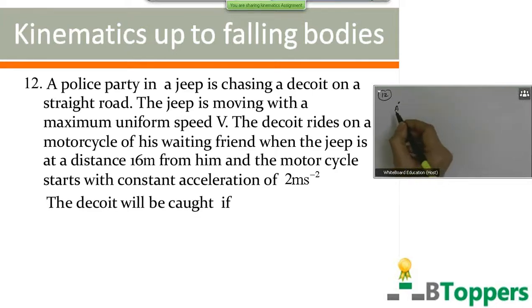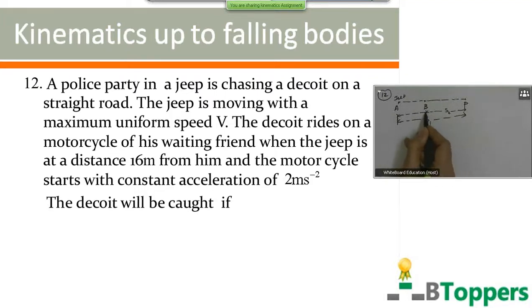Let us suppose A is the position of the jeep, the police in the jeep here, and B is the position of the dacoit when he starts the motorcycle. Let us suppose the dacoit is caught at the position P after time T. That means the police travel from A to P in time T, and the dacoit travels from B to P in time T.